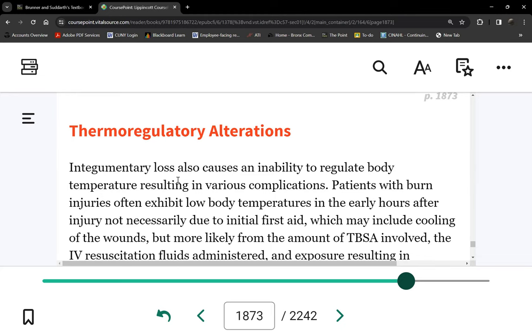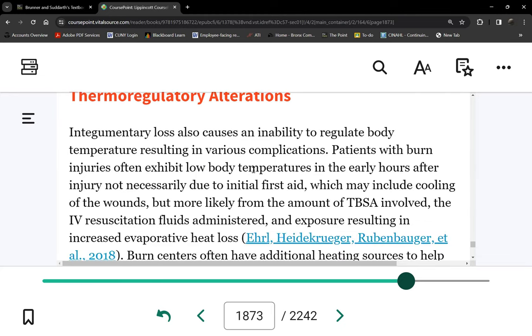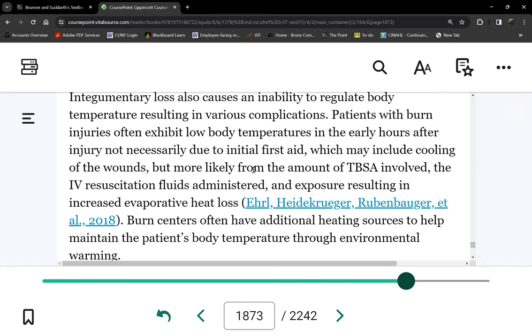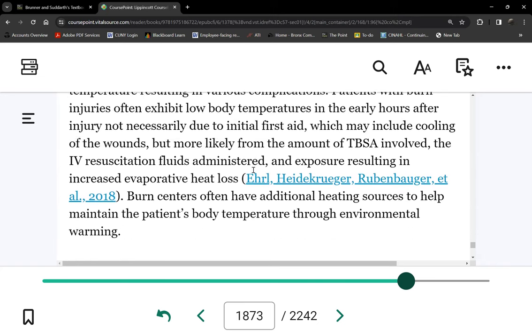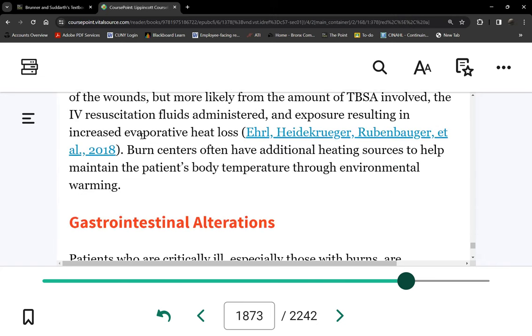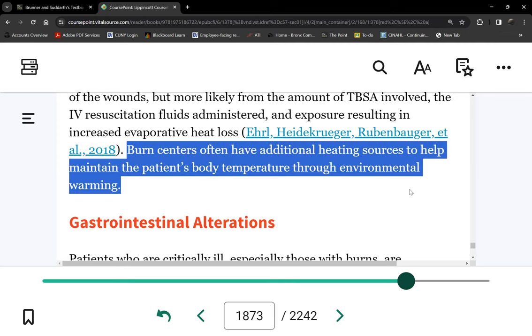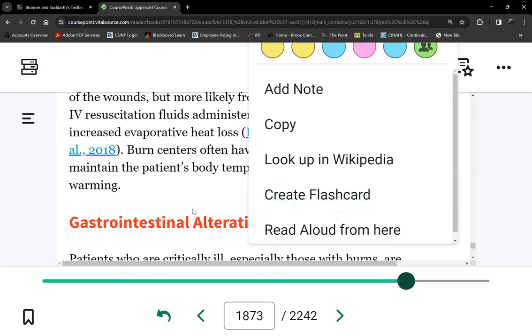What will happen to the patient's thermoregulatory capability? Okay. No skin, and they're unable to regulate temperature. So that's why here burn centers often have additional heating sources to help maintain body temperature.